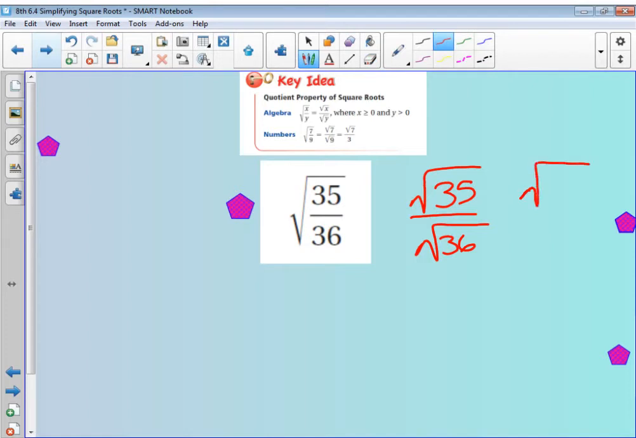Doesn't mean that we might not be able to break down some of those square roots. But for right now, they're not going to have us go to that level yet. Okay, 36 is 6 times 6, or 2 times 3 times 2 times 3. So the square root of 36 is actually 6. This is my final answer. I'm not going to go any further.